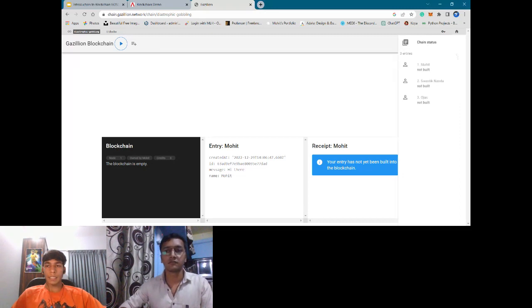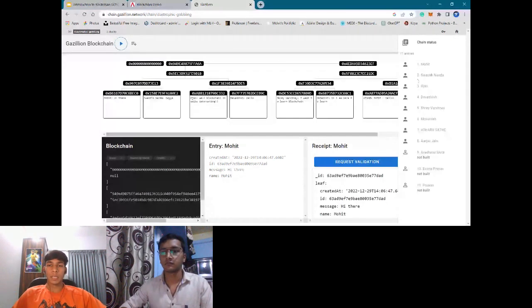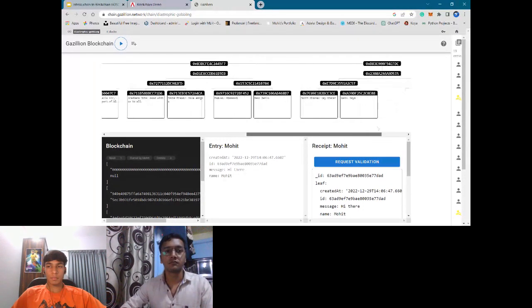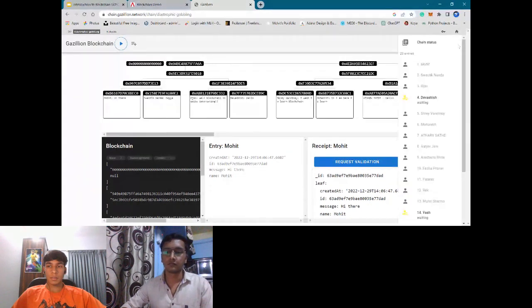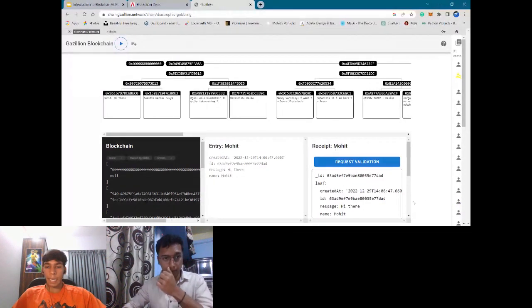So we have three entries. Every four transactions create one block. As we have 12 entries, every four transactions create one single block. As you can see, we have multiple nodes. So you all have the same data that I have. Whenever you type any message, suppose I try to tamper with it, you all have the same records that I have.